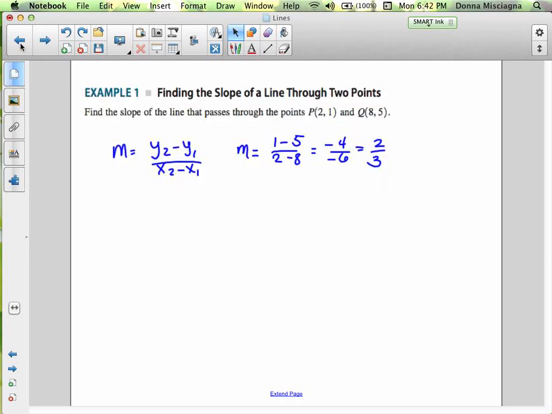Right, and I'm going to pause this tape, and then I'm going to have you find some slopes of lines.